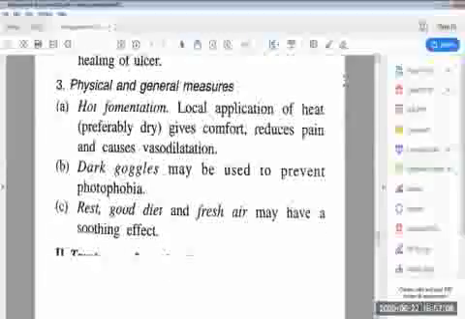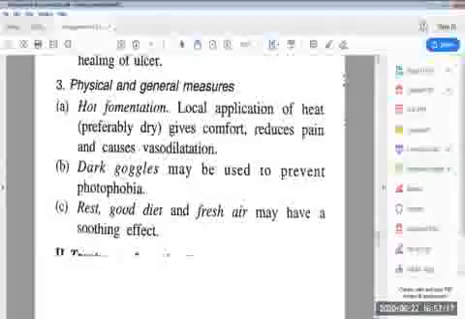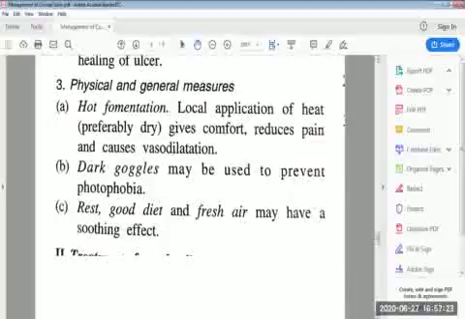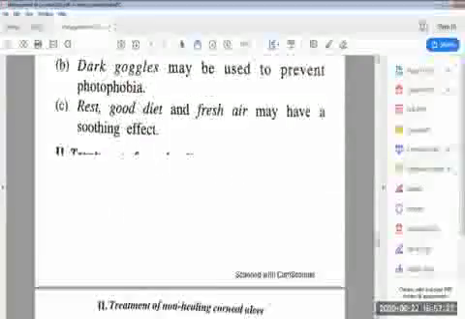Hot fomentation. The local application of heat, preferably dry heat, gives comfort, reduces pain and causes vasodilatation. Then dark goggles may be used to prevent photophobia, and rest, good diet and fresh air may have a soothing effect on the patient.